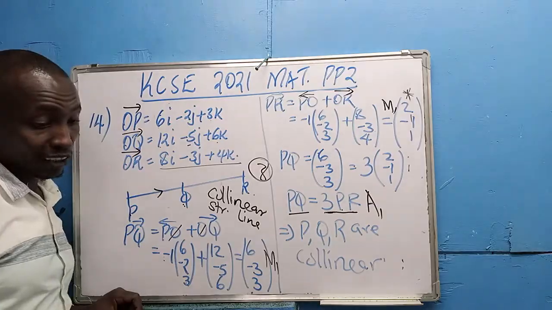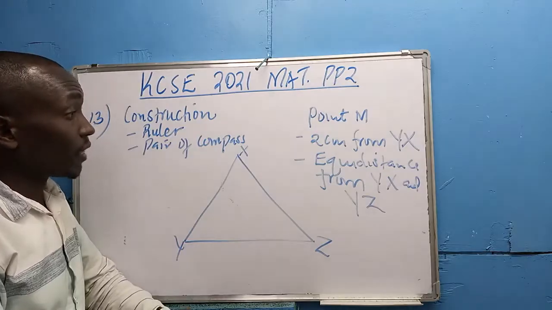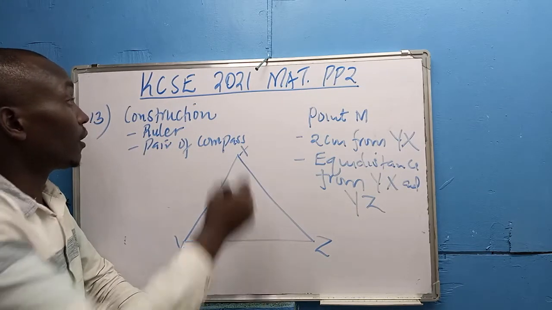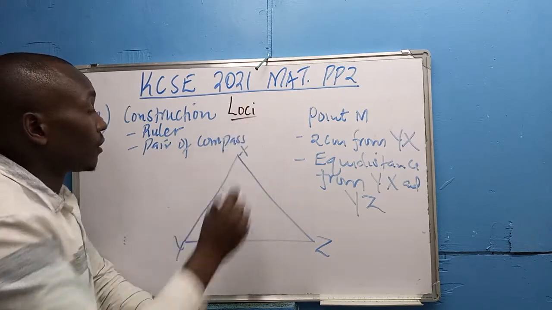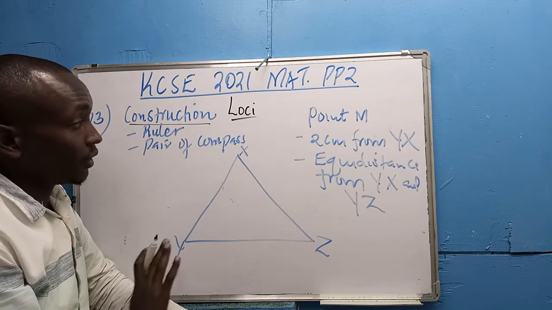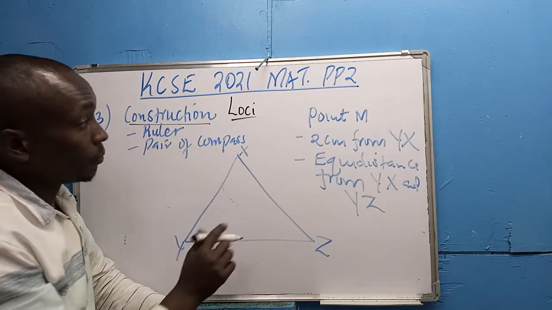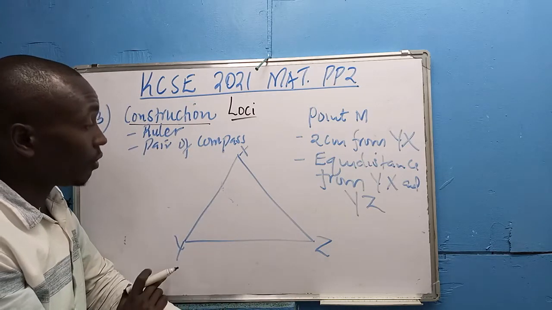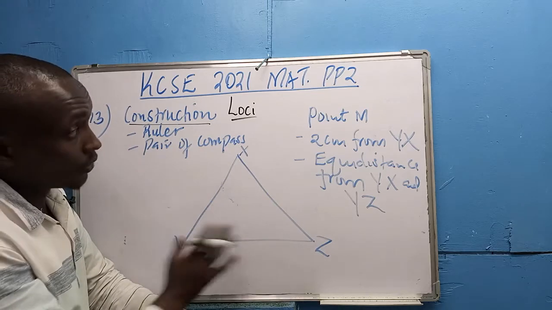Question number 14. Question number 13 is a question on loci, or just locus. And loci is all about construction. Mainly, it's all about construction. The student was given the triangle XYZ, like you can see here.